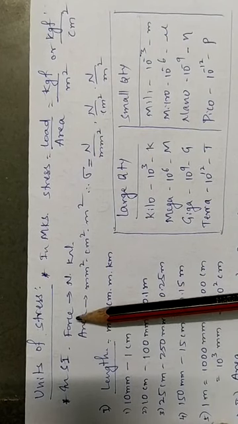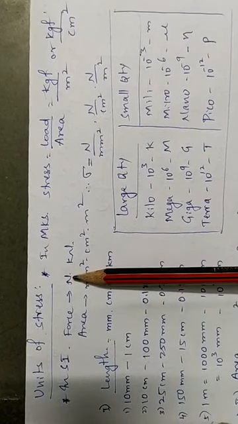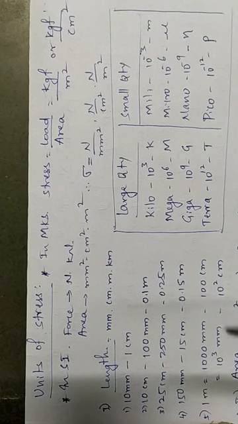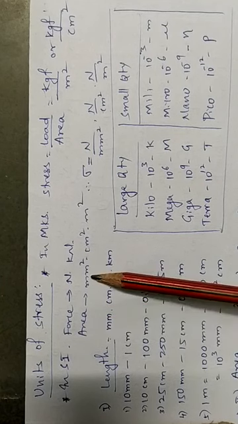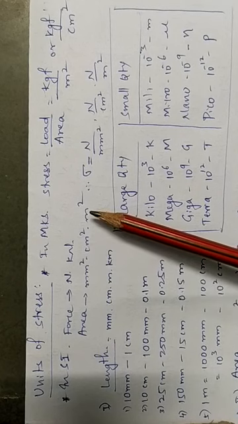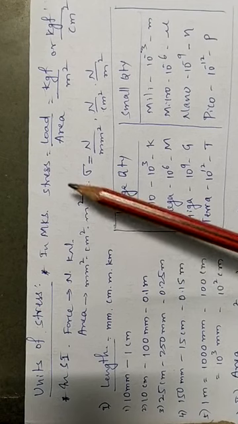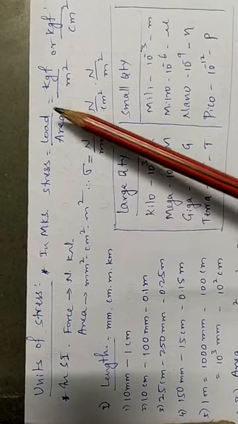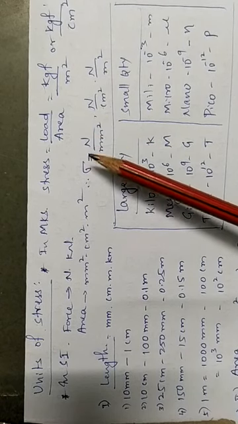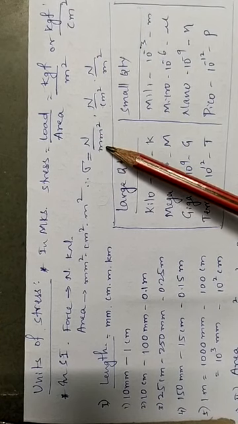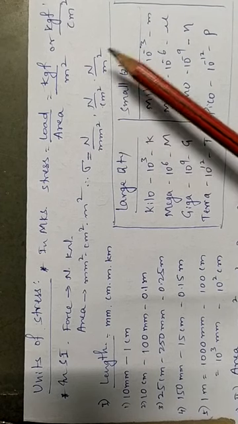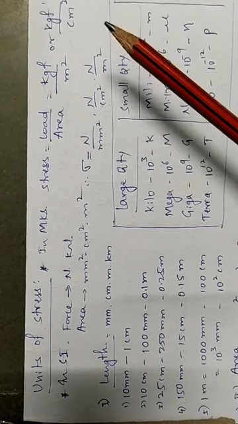In SI, the force is measured in Newton and kilonewton. Newton is denoted as a capital N, kilonewton as kN. If you measure the area in mm square, centimeter square, or meter square, then according to our basic definition, sigma is equal to load by area. Load is in Newton, area is in unit area, that is mm square. So Newton per mm square, Newton per centimeter square, Newton per meter square is the unit of stress.